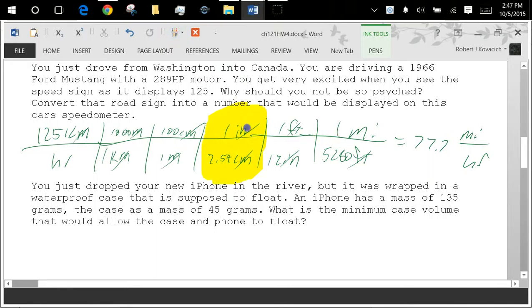And yes, you need to use this one. Why? It's exact. I don't have to worry about significant figures. You can't use the 1.609 kilometers per mile. That's what it is. That one's not exact.